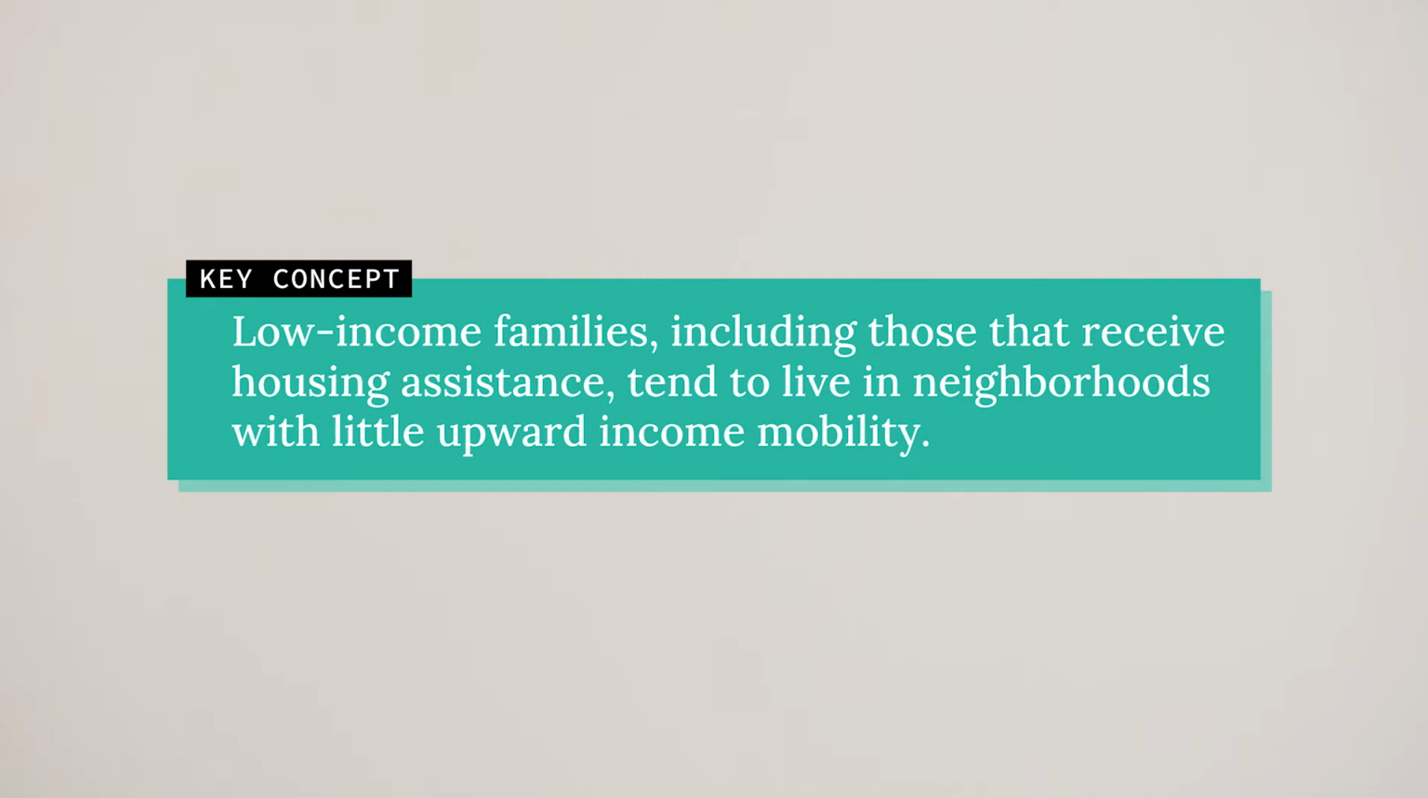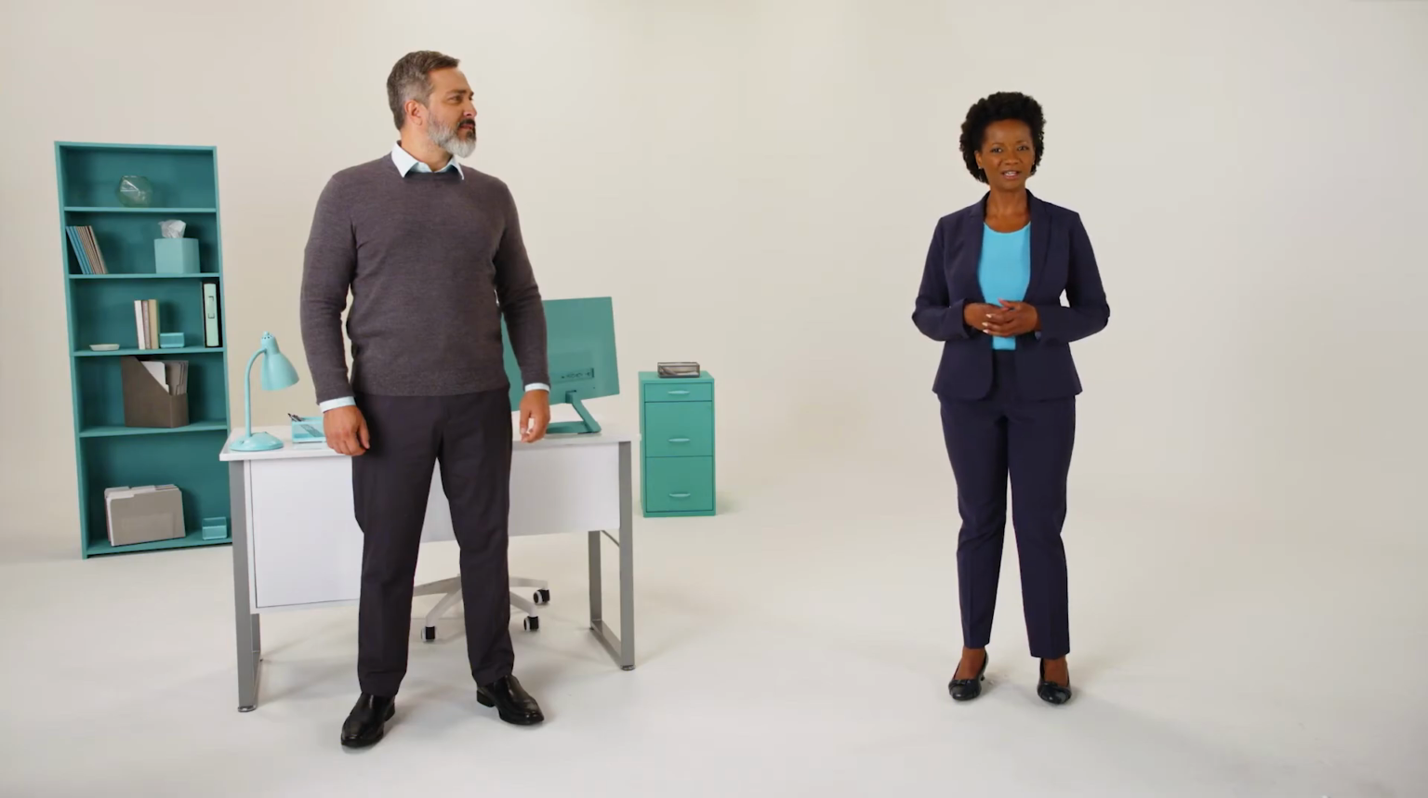Yet, a troubling fact is that low-income families, including those that receive housing assistance like housing choice vouchers, tend to live in neighborhoods with little upward income mobility. To create housing policies to disrupt this pattern of persistent poverty, it's important to understand which strategies are effective in broadening families' choices about where to live. A team of researchers at Opportunity Insights worked with the Seattle and King County housing authorities to design and evaluate a new pilot program for low-income families with young children. Let's check it out to get a better sense of how the Opportunity Atlas can be used by policymakers.